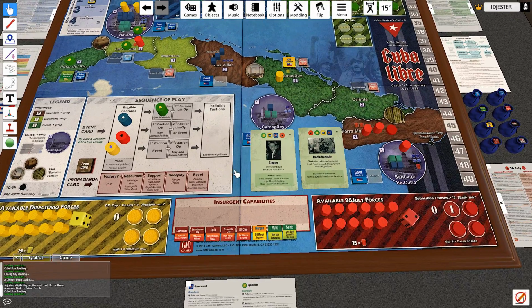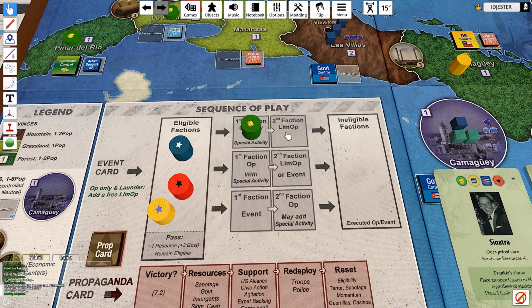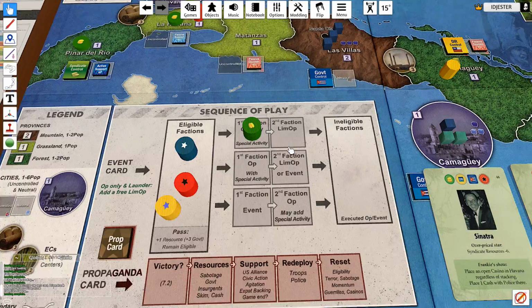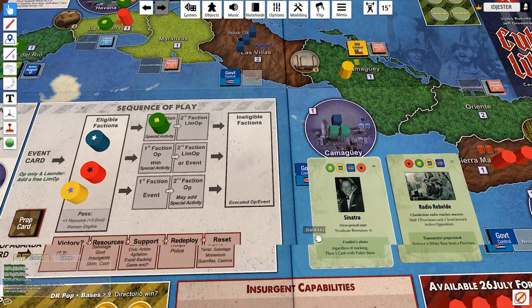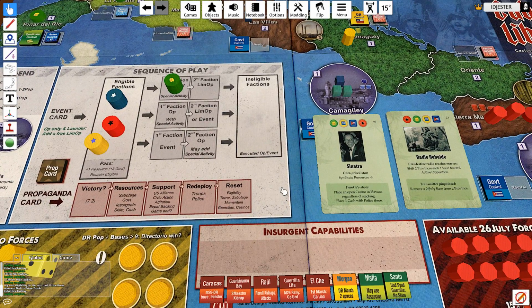So if he decides to do that, what does player number 2 get to do? Player number 2 only gets to do a limited operation. So why would you ever choose this, you might be thinking? Well, strategidity, my friends. Strategidity. You notice that here, somebody gets to play the event. Here, somebody gets to play the event. But on this line, nobody gets to play the event.